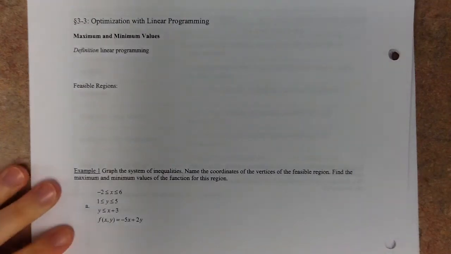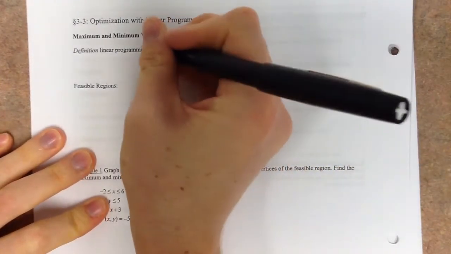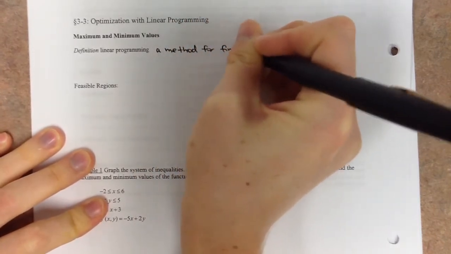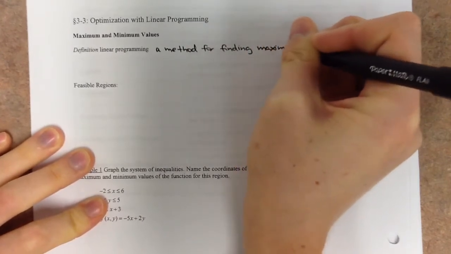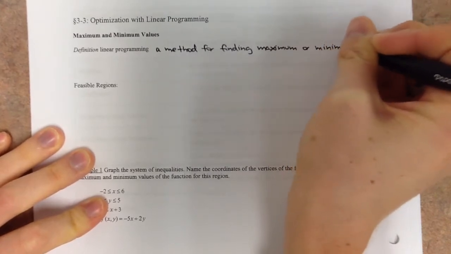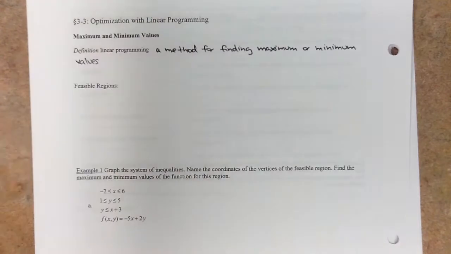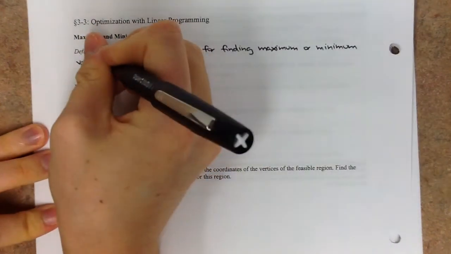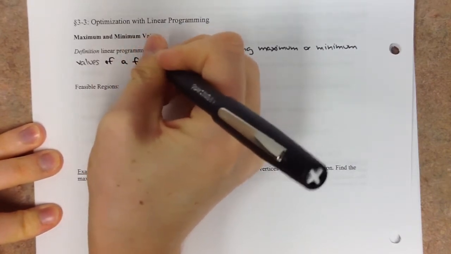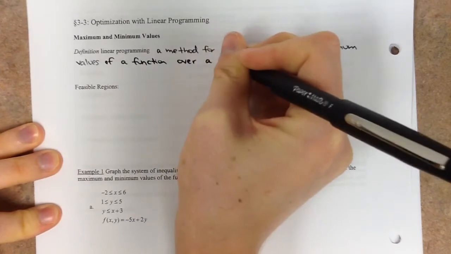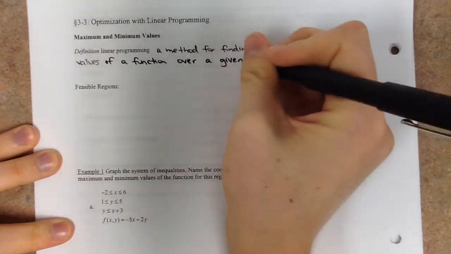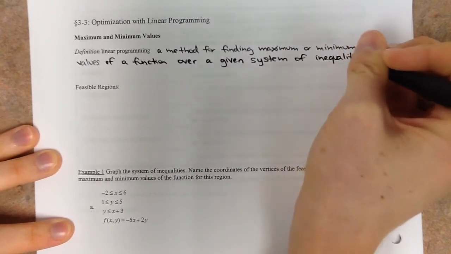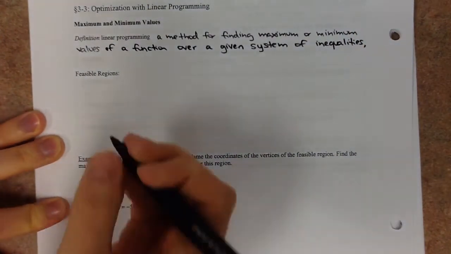So first of all, linear programming. Linear programming, this is kind of a long one. It's a method for finding maximum or minimum values of a function over a given system of inequalities, each representing a constraint.